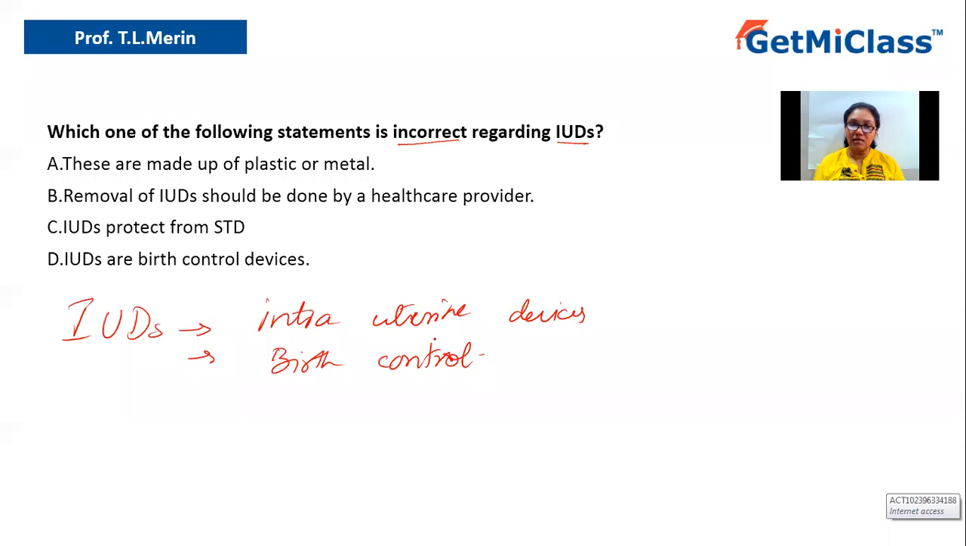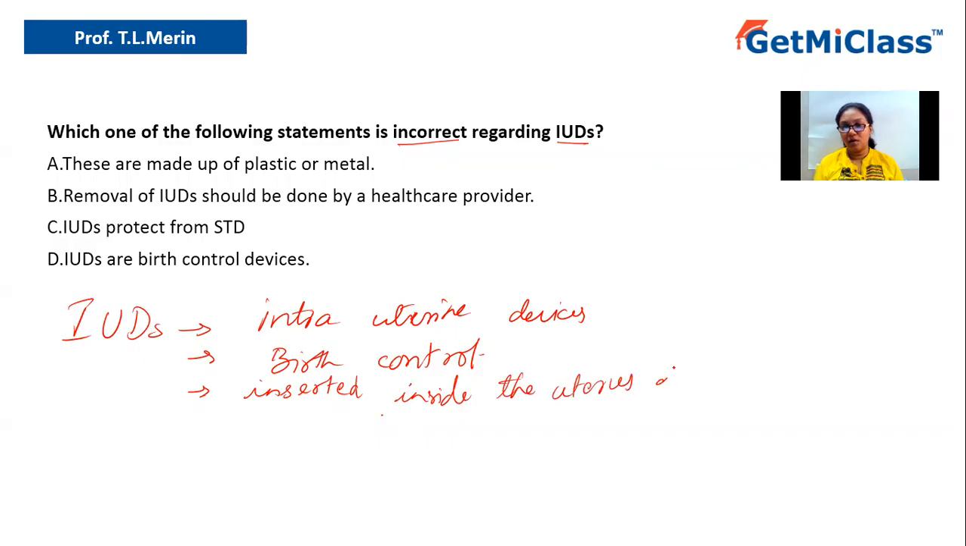As the name indicates, intrauterine devices are devices which are inserted inside the uterus of the female, and that is why they're called intrauterine devices. Now, as I told you, these are used for birth control. So this is one of the contraceptive methods where within the uterus of the female, these devices will be inserted.